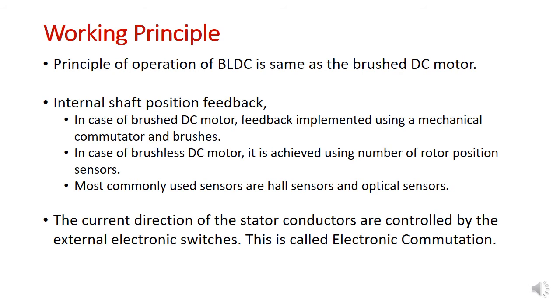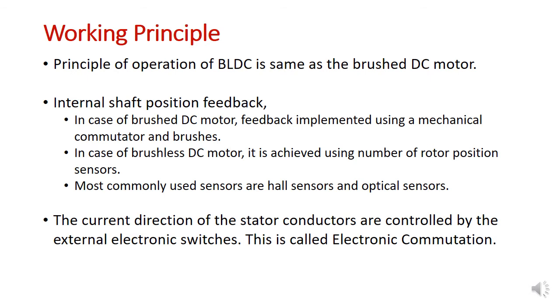And coming to the working principle, the working principle of this brushless DC motor is the same as your brushed DC motor. The only thing is we replace the field winding with a permanent magnet, and this permanent magnet is fixed in the rotating part, either inner rotating or outer rotating. Wherever we have a rotating part, in that we have a permanent magnet. The other stationary part will have the armature winding. And another difference is internal shaft position feedback.